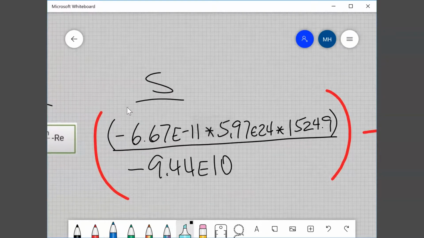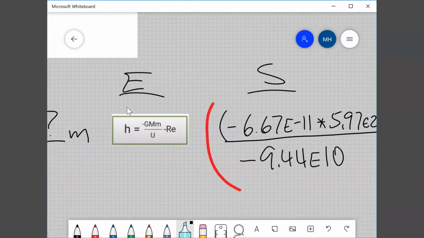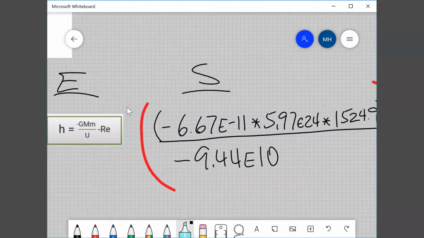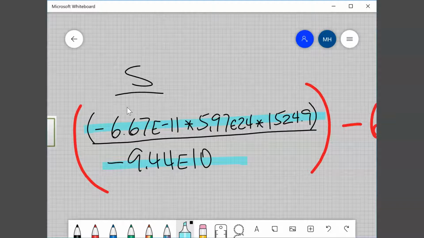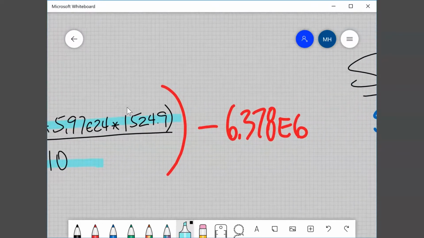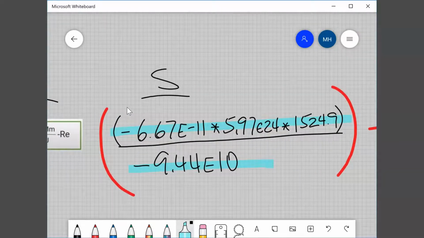I would suggest consider doing this step first. Let me get a marker so this works the way I want it to. Consider doing this step first. Multiply those together. You'll get a large negative number. Then take that number and divide it by this, and that will give you a large positive number. And then when you get all of that done, take that value and subtract the radius of the Earth, and that will give you the height above the surface of the Earth.